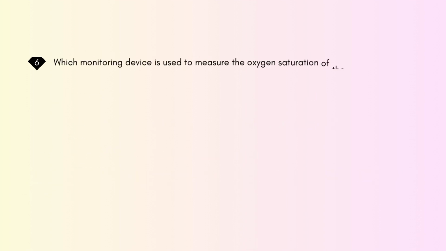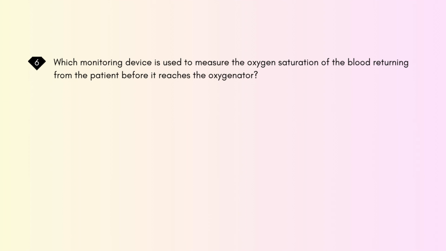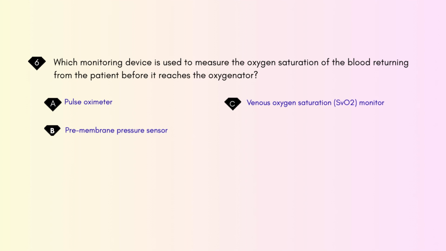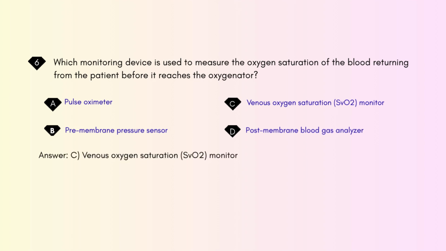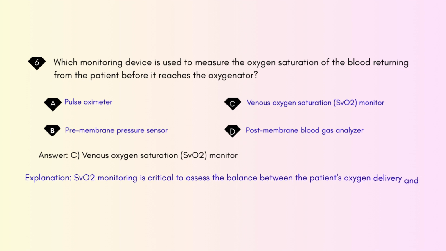Which monitoring device is used to measure the oxygen saturation of the blood returning from the patient before it reaches the oxygenator? A. Pulse oximeter. B. Premembrane pressure sensor. C. Venous oxygen saturation, SpO2, monitor. D. Postmembrane blood gas analyzer. Answer: C. Venous oxygen saturation, SpO2, monitor. Explanation: SpO2 monitoring is critical to assess the balance between the patient's oxygen delivery and consumption.